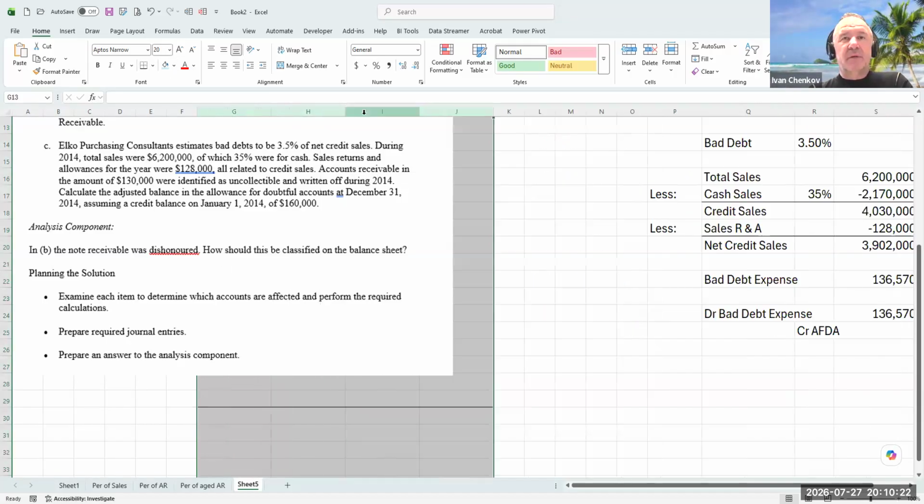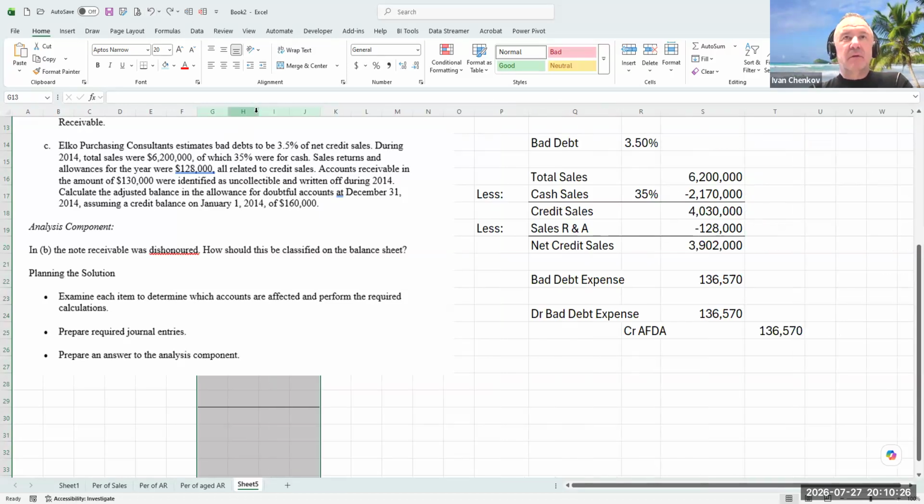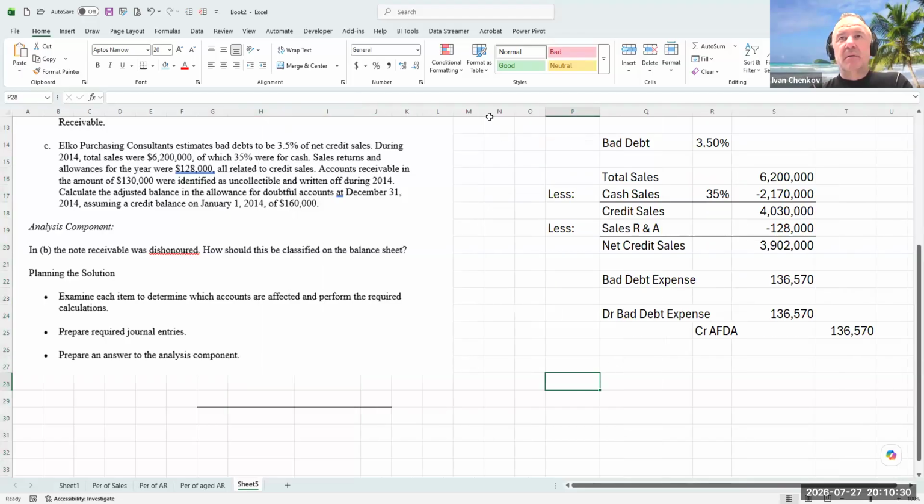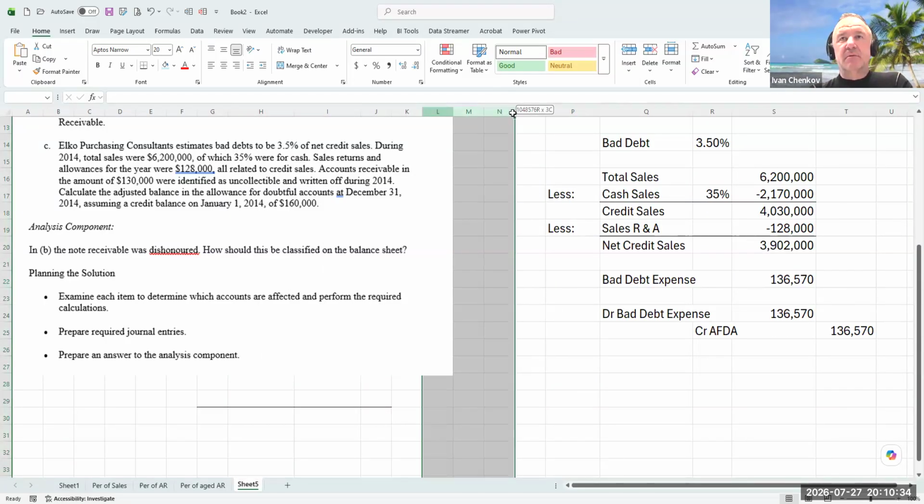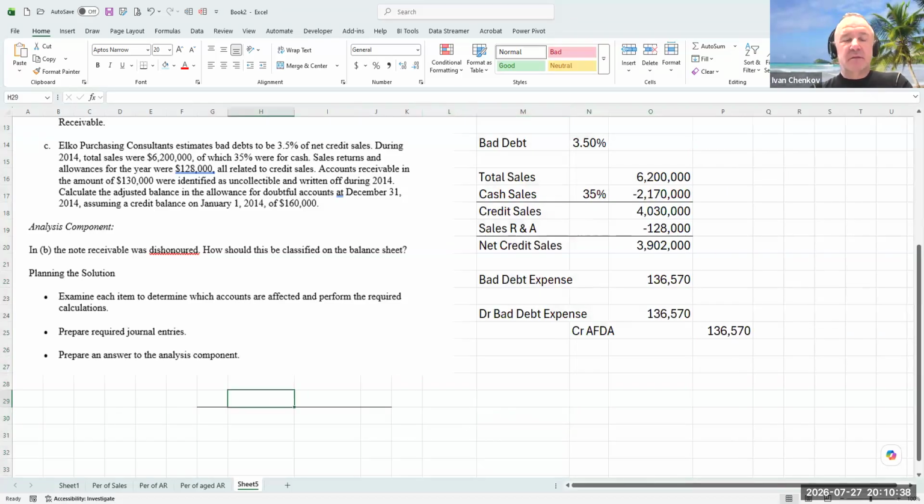And I'm gonna make this one bigger. No, actually not that much bigger. Only the middle two columns are a bit bigger. And we're gonna eliminate some of those, so we can have all the information in one place. And that will be the allowance for the account.